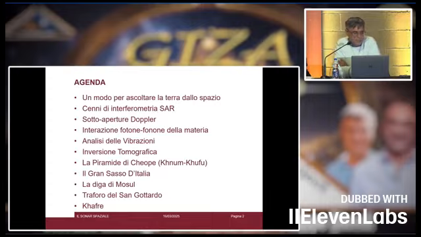So a brief mention of the Pyramid of Cheops or Khnum Khufu. And then other things such as other experiments we conducted on the Gran Sasso in Italy, or on the Mosul Dam, or on the Gotthard Tunnel before handing over to the professor.